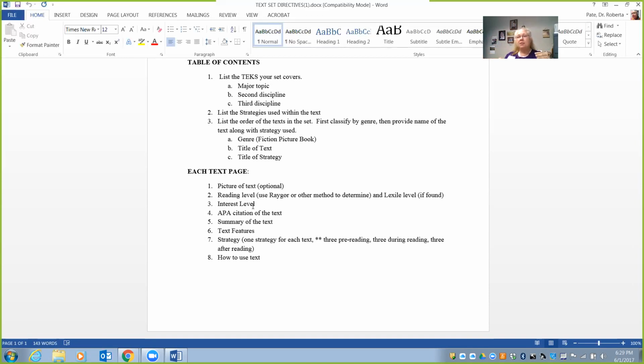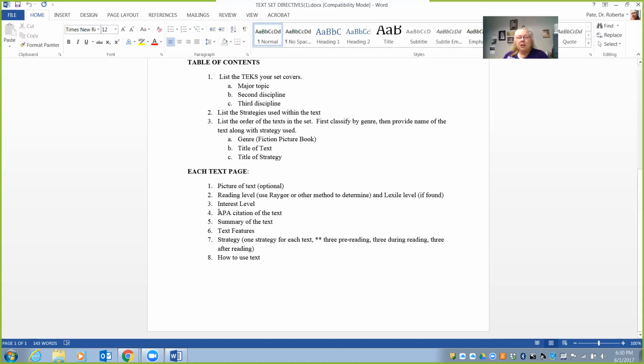And so the reading level is specific. Right? It could be 3.0, 2.1, 8.0. It's very specific. And then you need the APA citation of the text. And everything we do in education is APA style, not MLA or Chicago or whatever. It's always APA. So go to PurdueOwl.com, and it will help you with APA, or get an APA manual.